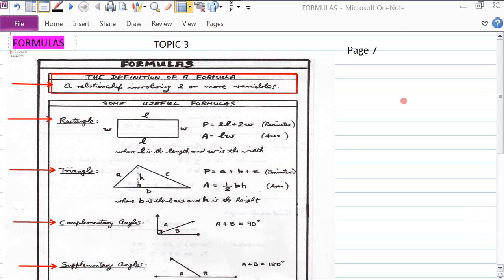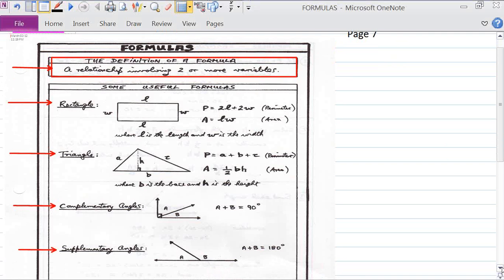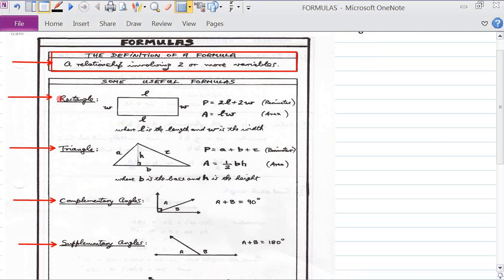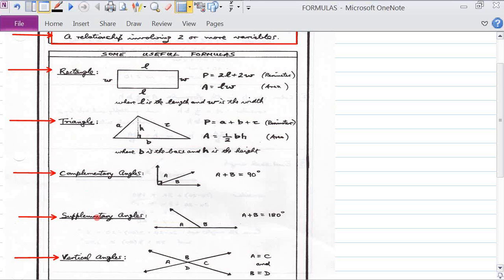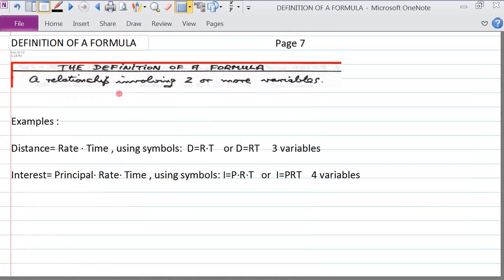This is topic 3, and under topic 3 we're going to discuss formulas. We're on page 7 of the manual, and we're going to give a definition of a formula, and we're going to discuss some applications with a rectangle, a triangle, complementary angles, supplementary angles, and vertical angles. So let's start with the definition.